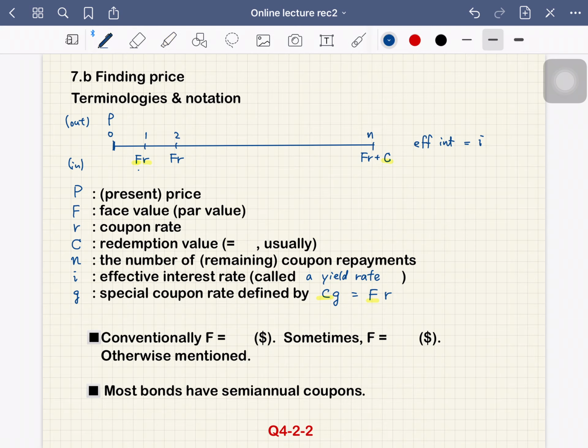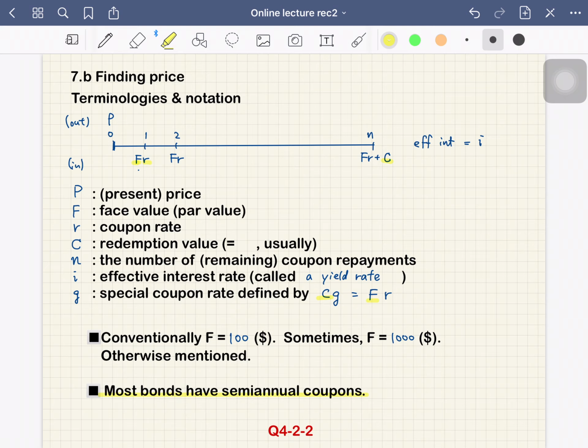And conventionally, the face value of the bond is $100. Sometimes F is equal to $1,000 without any remark. So this is confusing sometimes. Otherwise, it should be mentioned if the face value is 50 or 10 or 10,000. And although this example is a bond with annual payments, most bonds have semi-annual coupons. So some questions assume semi-annual coupons without many comments.